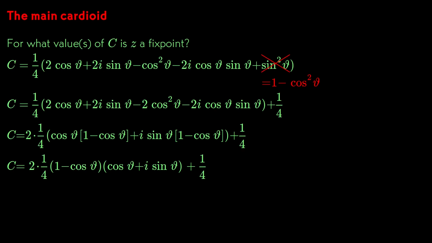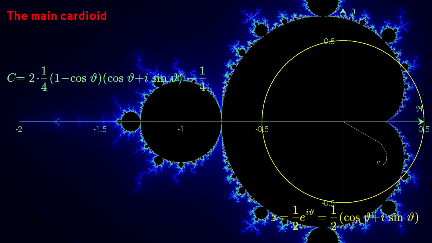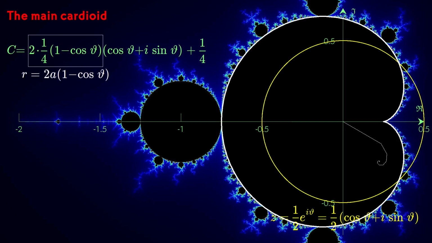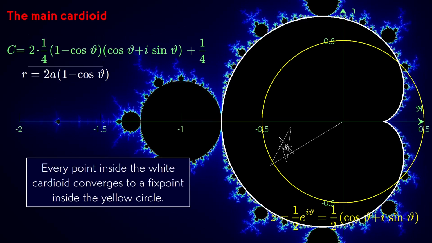Let me copy this equation back to the other board again. We can do a quick check on our work by plotting this equation on the picture of the Mandelbrot set. And when we look at its form, we see that the white line is a familiar equation of the cardioid that we derived way back in the second episode of the series. And so we've shown that there is a cardioid in the Mandelbrot set, and that every point inside the cardioid converges to a fixed point inside the yellow circle, and that every point outside the cardioid does something other than converge to a single fixed point.